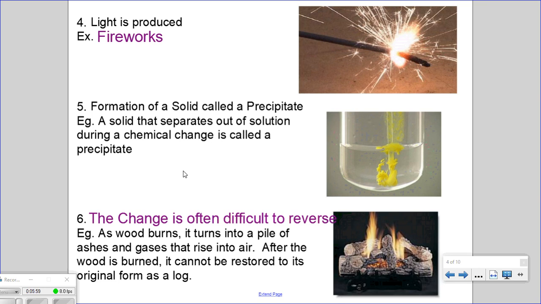So, for example, as wood burns, it turns into a pile of ashes and gases that rise into the air. After the wood is burned, it cannot be restored to its original form as a log. Or think about the fact that, if you cook an egg, that is a chemical change, a color change occurs while you're cooking an egg. You cannot uncook the egg. That one's difficult to reverse.